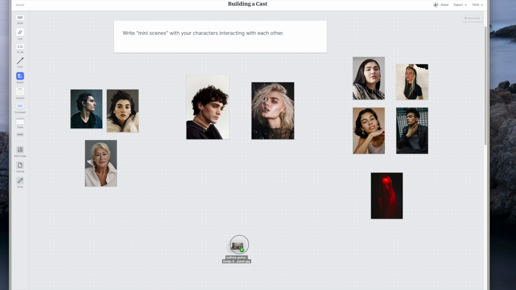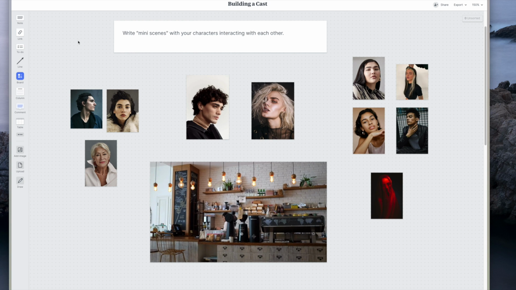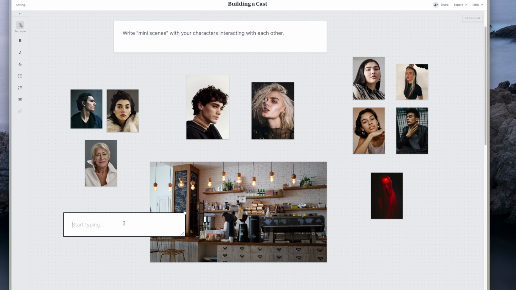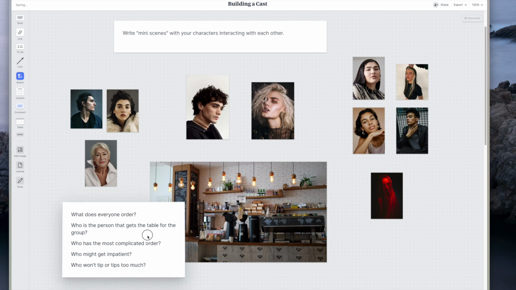I think the most popular scenario that people do is to throw all of your characters in a coffee shop. Because if you start to throw everyone in a coffee shop, there's going to be different things that people do, right? What does everyone order? Who is the person that gets the table for the group? Who has the most complicated order? Who might get impatient? Who won't tip or tips too much? Like what's happening when all these people go into a coffee shop?